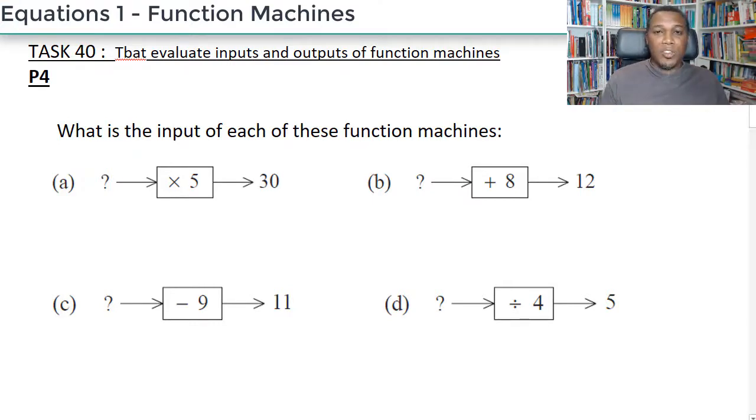Thank you very much. I'll just run through answers for this now. The opposite of multiplying by 5 is dividing by 5. So 30 divided by 5, the number was 6. And you can check: 6 5s are 30.